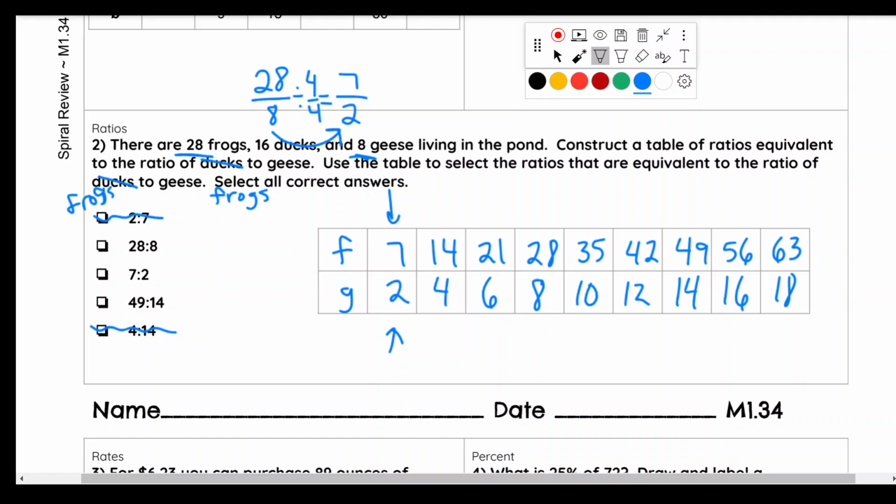So going to my table and looking for 28 frogs, do I have 28 frogs with 8 geese? The answer is yes, I do. Those go. Looking for 7 frogs, again back in this spot, 2 geese, and that works. 49 frogs out here, going with 14 geese, 49 frogs with 14 geese. So I have 3 ratios over here that are equivalent to the ratio of frogs to geese.